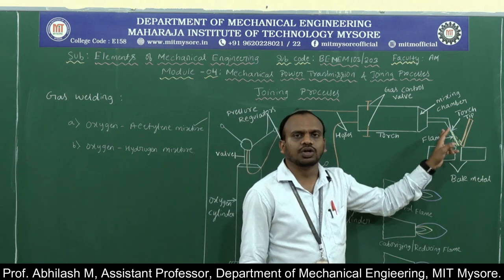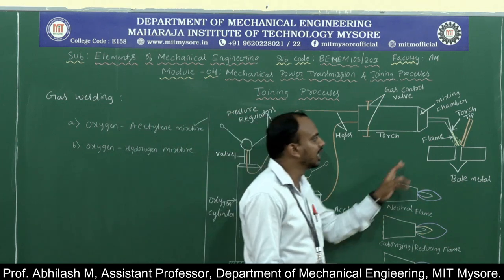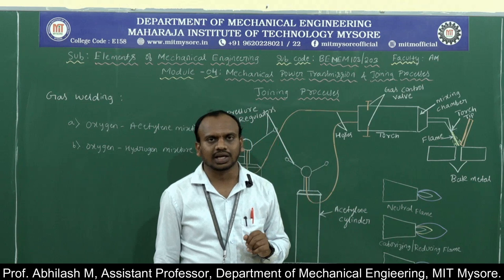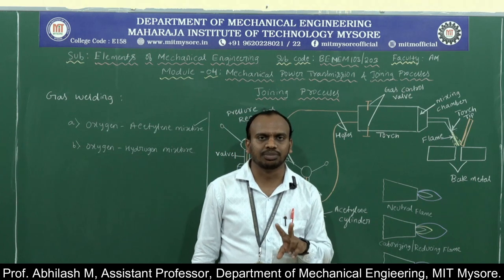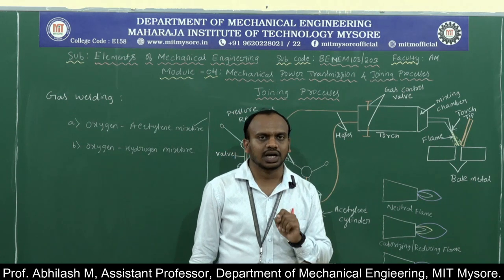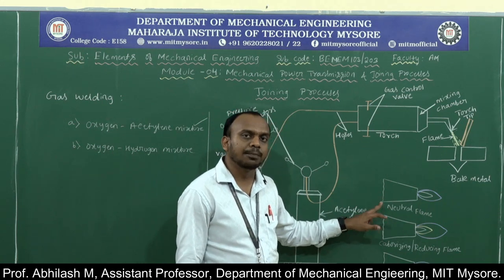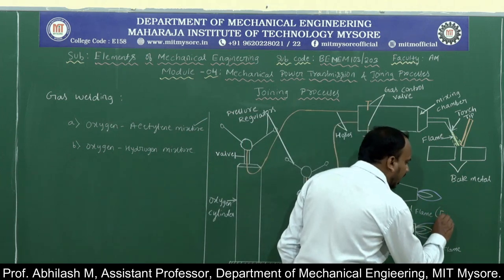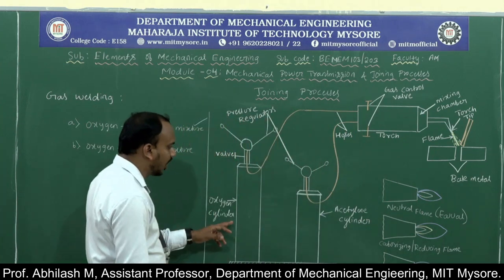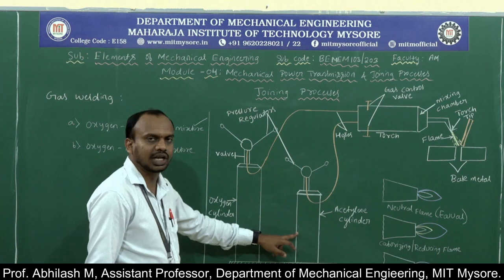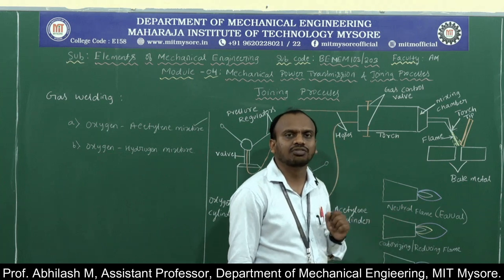Sir, how is the flame going to look? Because we are combining the mixture of oxygen and acetylene, how exactly is the flame going to look? There are three different flames that we are going to obtain by varying the proportion of the mixture of gases. The very first is called a neutral flame. The neutral flame is obtained by supplying equal quantities of both oxygen and acetylene. When we supply a 1:1 ratio of oxygen and acetylene, we obtain a type of flame called a neutral flame. What does that neutral flame consist of?